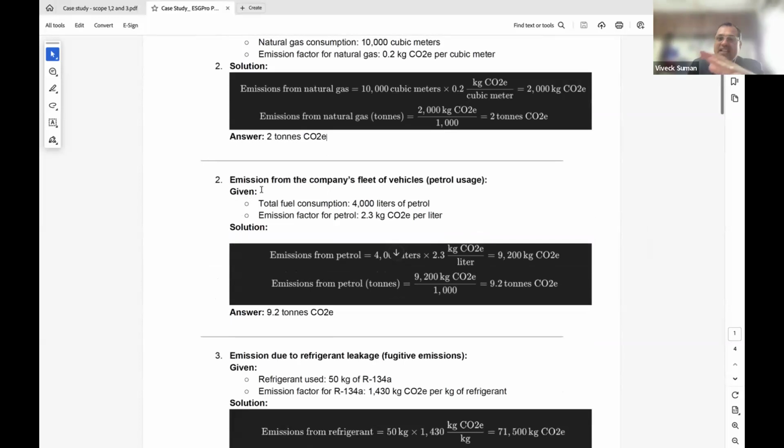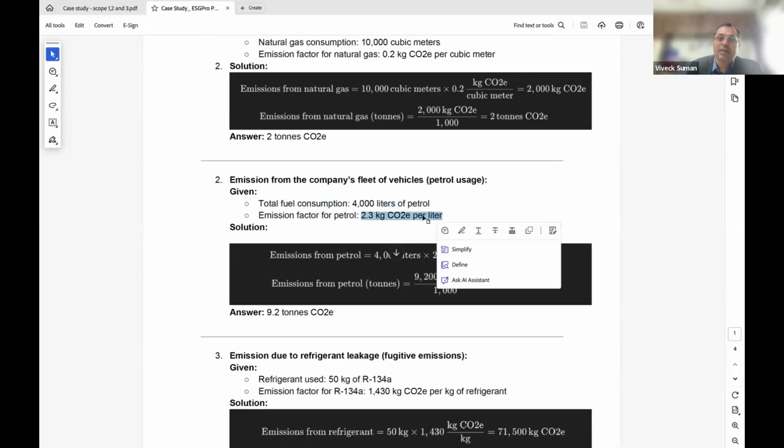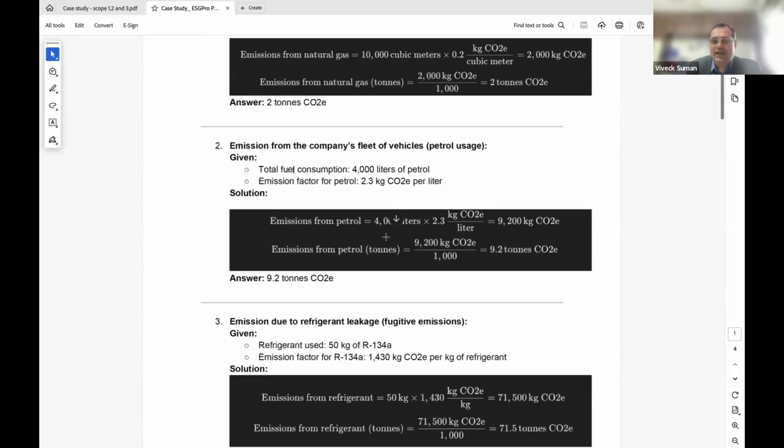Second, emission from the company fleet of vehicles, specifically petrol users in India. We need to find that out. What did we do? We look into total fuel consumption, which is 4,000 liters of petrol used in vehicles. Then the emission factor of 2.3 kg carbon dioxide equivalent per liter. That's a number we will get from DEFRA, IPCC or CEC or industry specific data. We multiply 4,000 by 2.3 kilograms carbon dioxide equivalent per liter and get an answer of 9,200 kg.